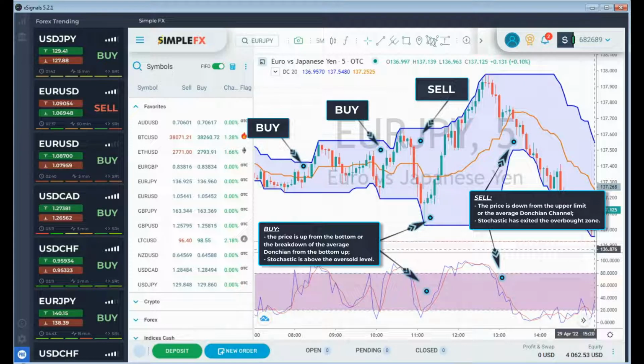For sell, the conditions are reversed. The price turns down from the upper border of the channel or below the middle line. The oscillator is down from overbought or in the oversold zone below the 20 level.